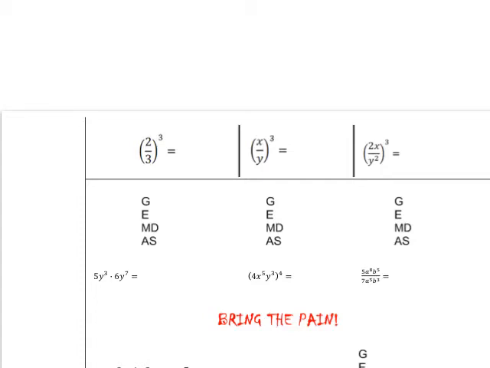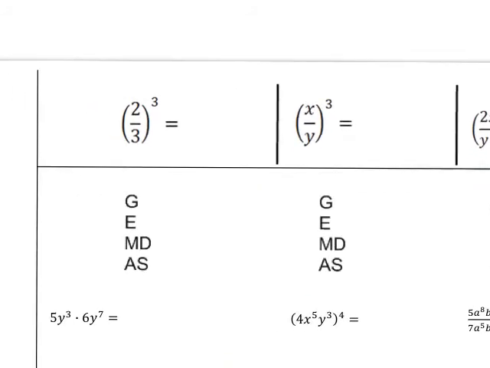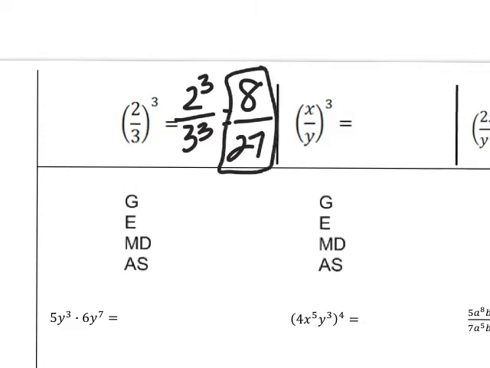So, again, let's just kind of review what we've done now. So 2/3 to the 3rd power really means 2 to the 3rd over 3 to the 3rd. So if I'm going to simplify that out, 2 times 2 times 2 is 8, and 3 times 3 times 3 is 27. On our second problem, x to the 3rd power is just that, and y to the 3rd on the bottom.